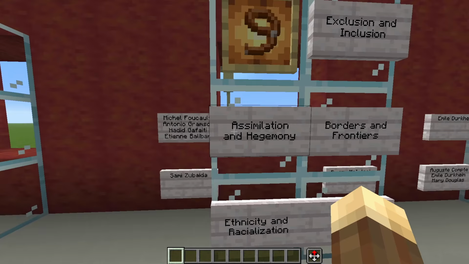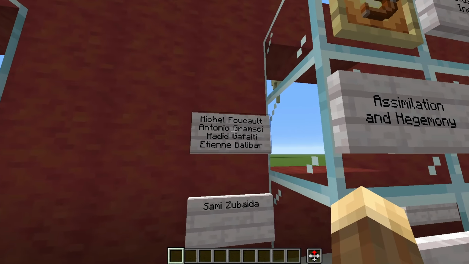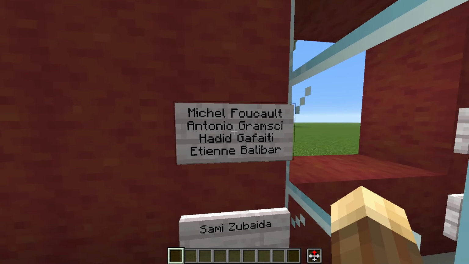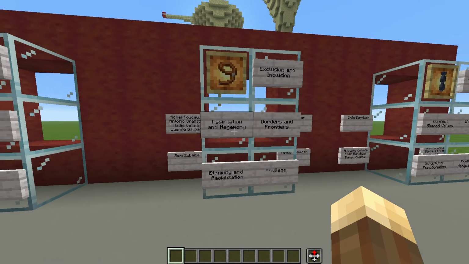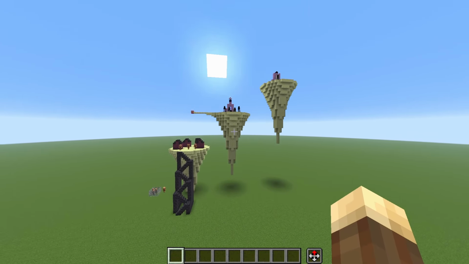So we can also talk about assimilation and hegemony. Now, again, these are some pretty big words, so why don't we break it down just a little bit? Hegemony is an idea that is really tied to a couple of philosophers, Michel Foucault and Antonio Gramsci. And hegemony is the idea that a society tries to make basically everyone within it a certain kind of way. So it tries to homogenize or make everyone a little bit the same.